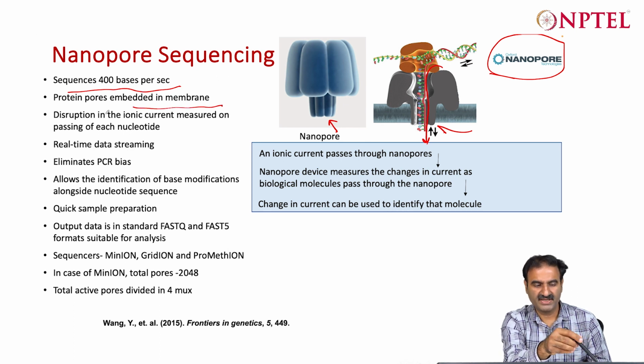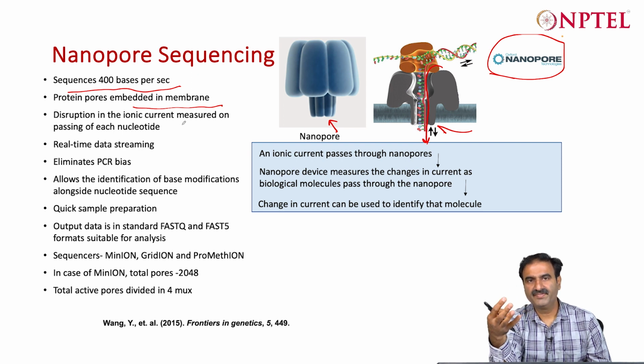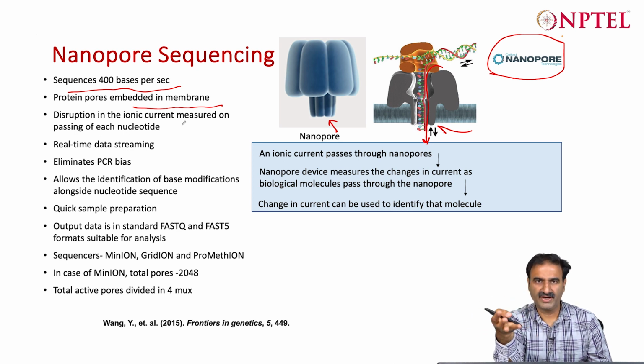The disruption in the ionic current is measured after the passing of each nucleotide, because each of the 4 nucleotides is of a different shape, and they will differentially block the flow of ions through that pore. The change in the flow of ions will lead to a change in the current, and that is what we are detecting to see which nucleotide was there.